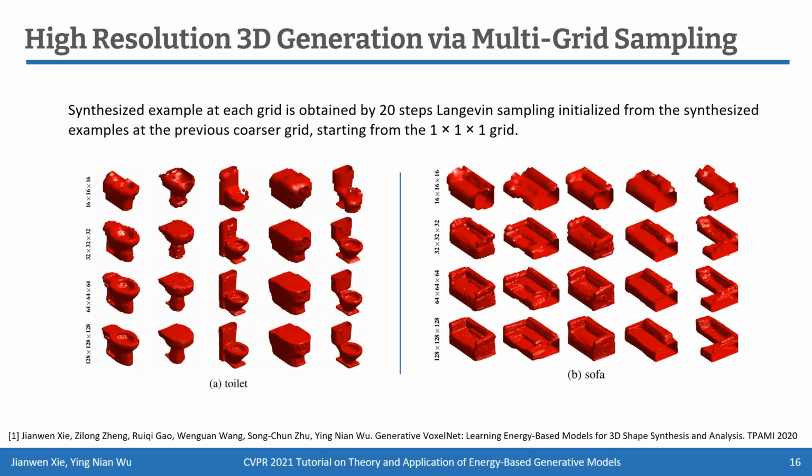Here are some results of generating 3D volumetric shapes by multi-grid modeling and sampling. The target resolution is 128 by 128 by 128. Synthesized example at each grid is obtained by 20 steps of Langevin sampling, initialized from the synthesized examples at the previous coarser grid, starting from the 1 by 1 by 1 grid. Different scales of synthesized examples along the multi-grid sampling process are also displayed.